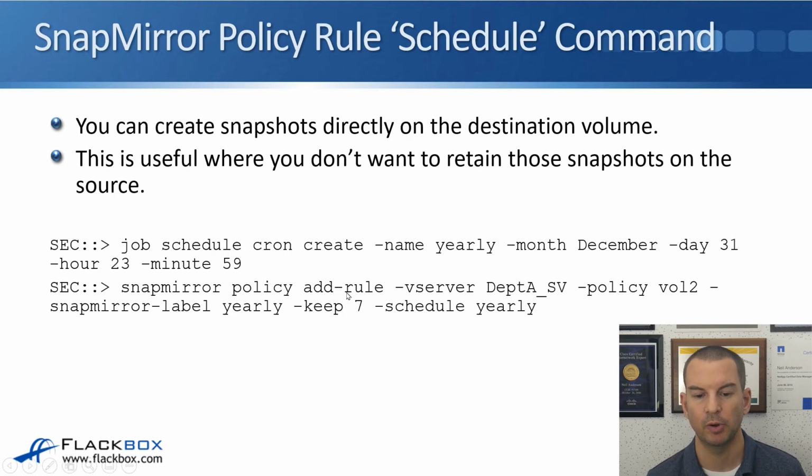So I say SnapMirror policy add rule. Again, it's the same policy I'm adding it to for vServer department ASV. Policy is vol2.